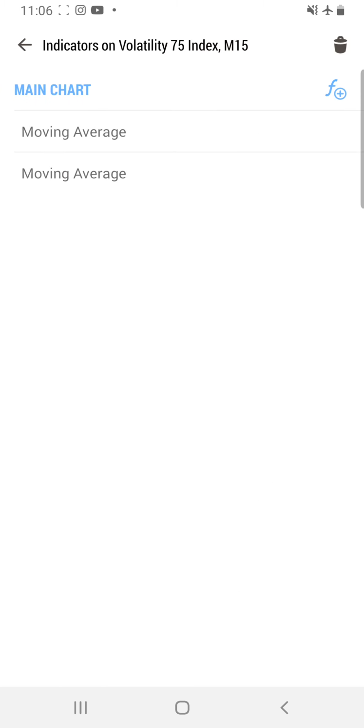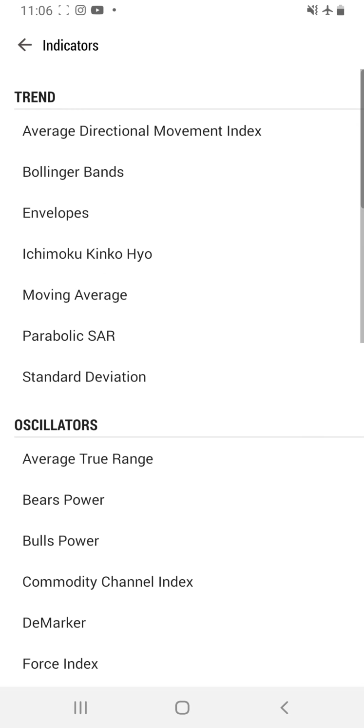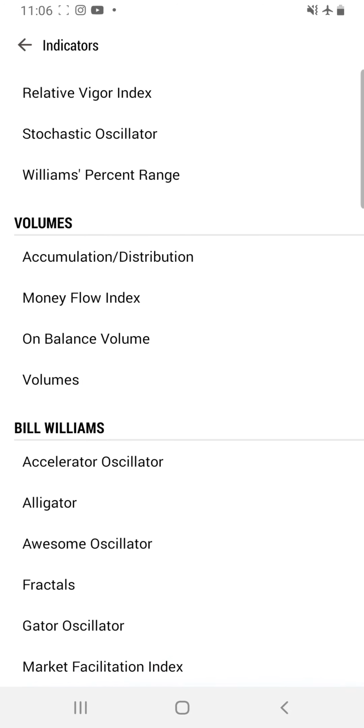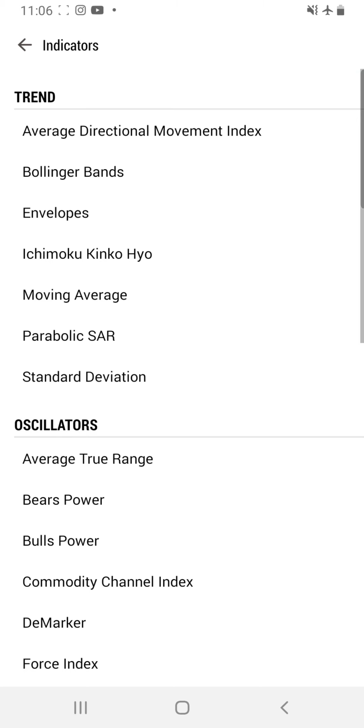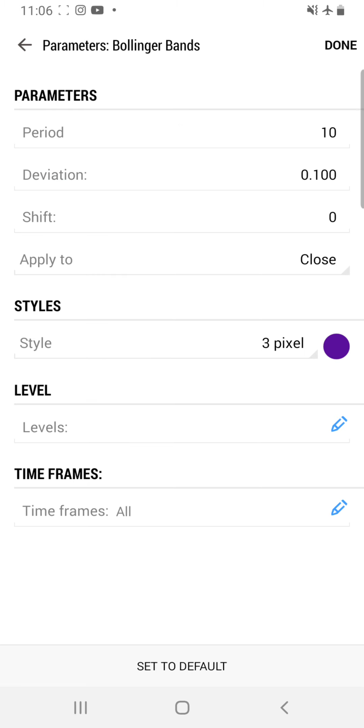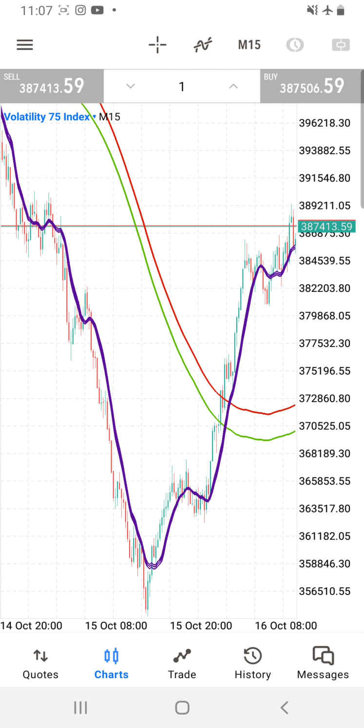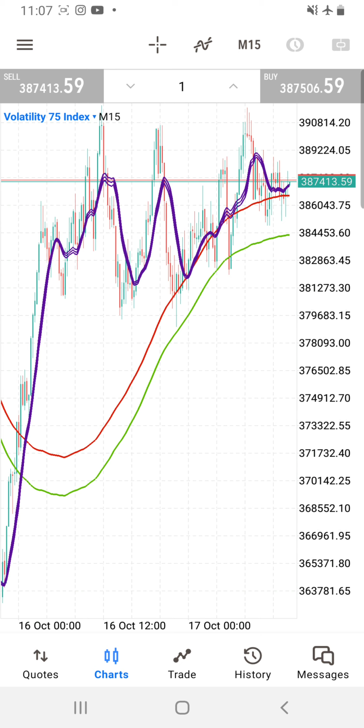Last but not least, I'm going to go back to my charts, and we're going to add the Bollinger Bands, which are right here, and they're going to have the following parameters. We want to have a period of 10, the deviation has to be 0.1, the shift has to be 0, apply to close, and I chose this purple color on my styles, and everything else is just like that. If I click done and go back to my charts, you see I now also have that purple line running across my charts. So now I've successfully installed my strategy.